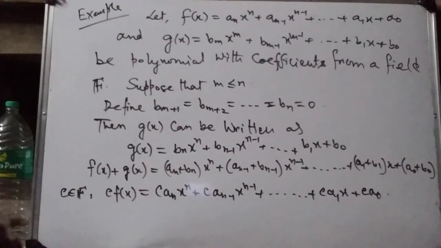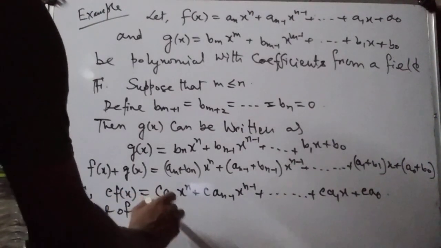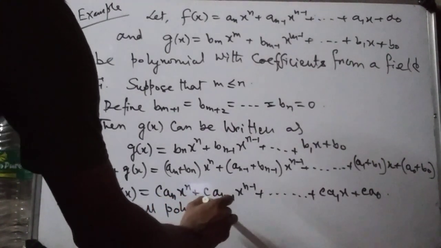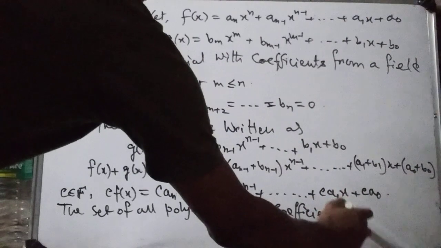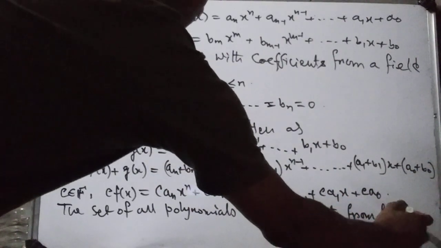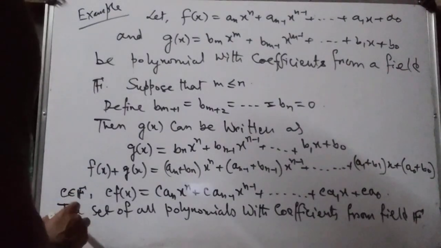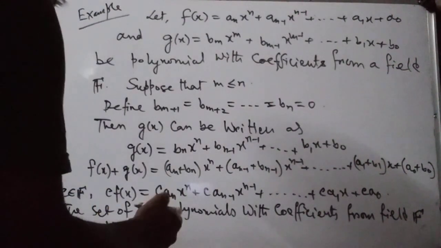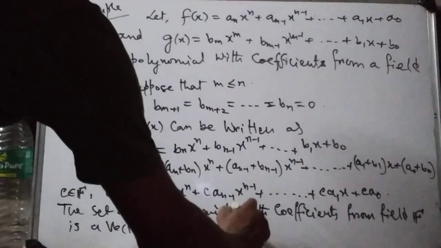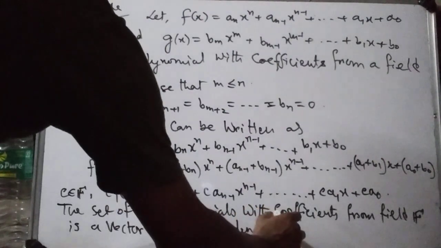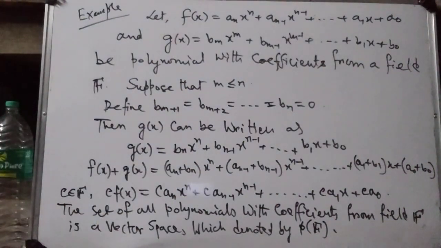Then the set of all polynomials with coefficients from the field F is a vector space, which is denoted by P(F). Understood? I think all of you understood that.